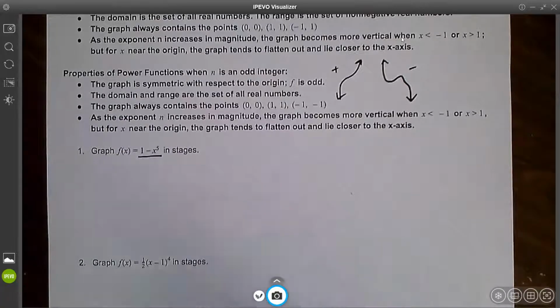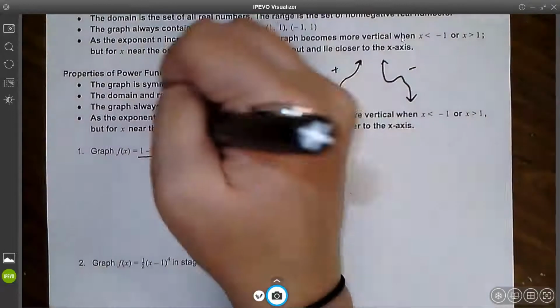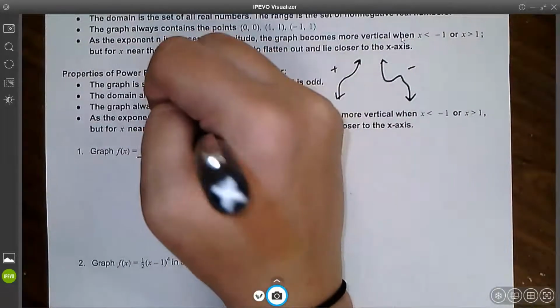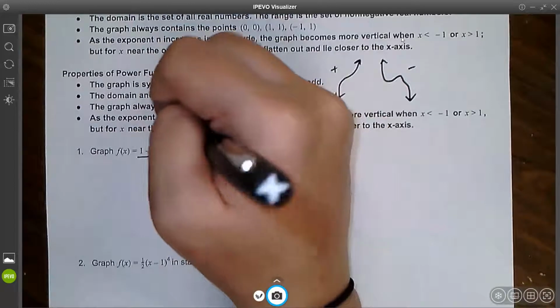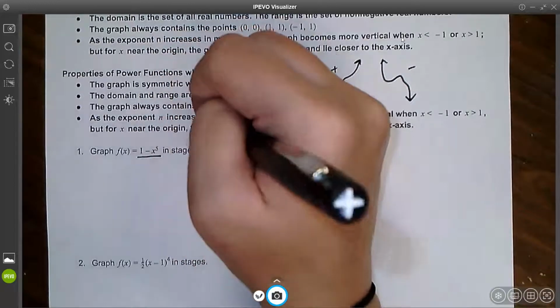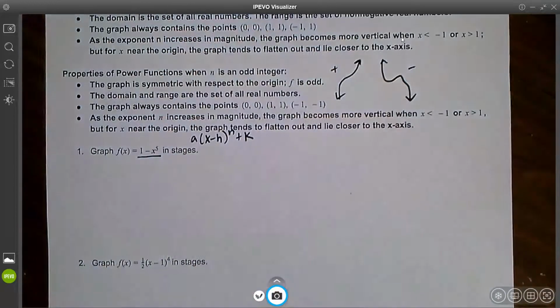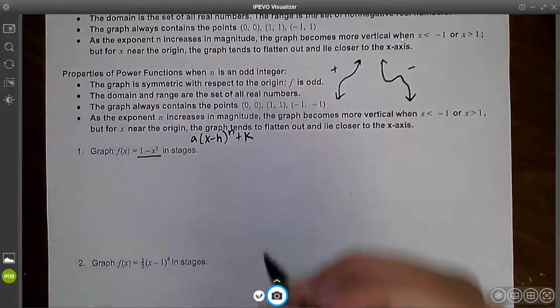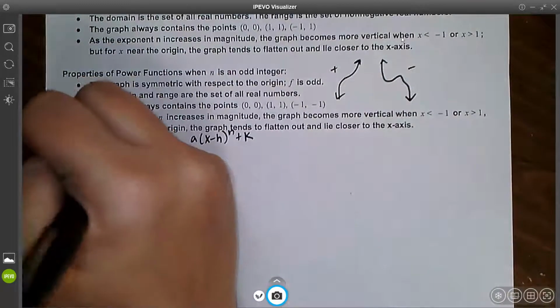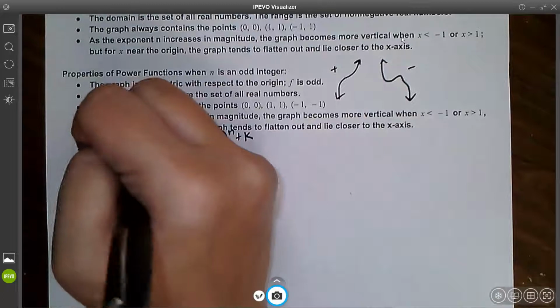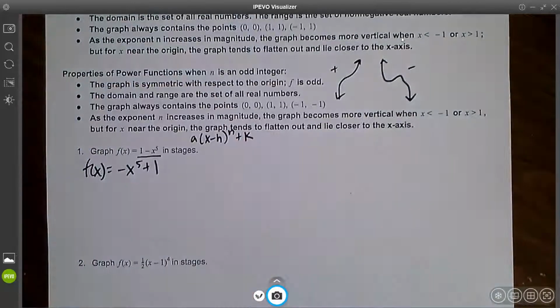So first I want to reorder this because it's always going to tell it to you in the a(x minus h) to the n power plus k form. So this is what it's going to look like. I'm going to rewrite this: f(x) equals negative x to the 5th plus 1. Please be careful with that.